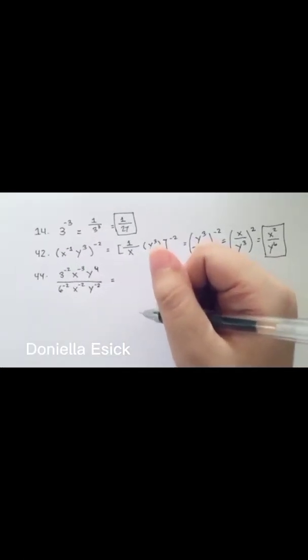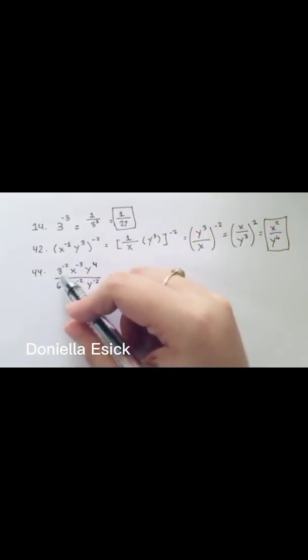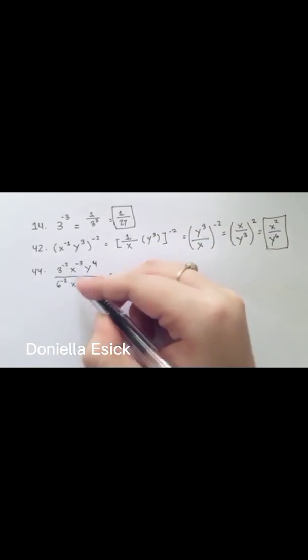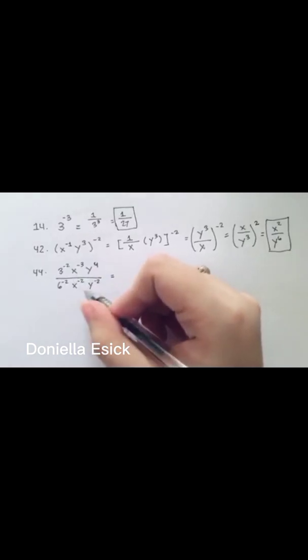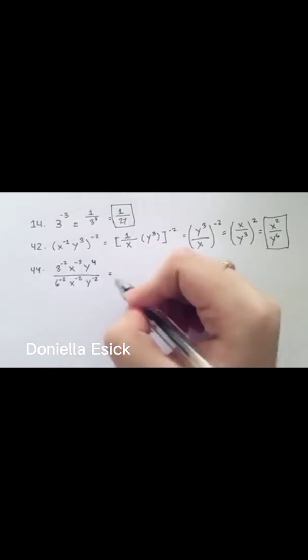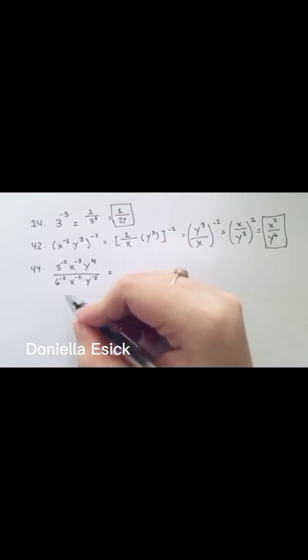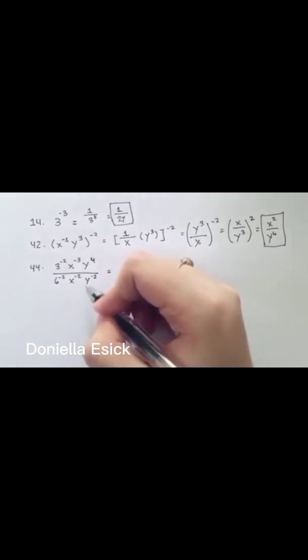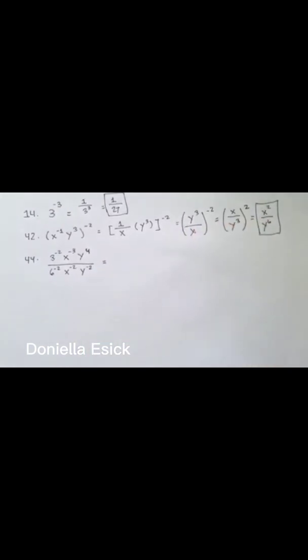Last number, which is number 44. So 3 raised to the power of negative 2, and x raised to the power of negative 3, y raised to the power of 4 over 6 raised to the power of negative 2, x raised to the power of negative 2, y raised to the power of negative 2.